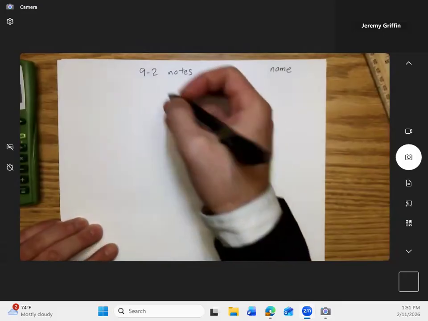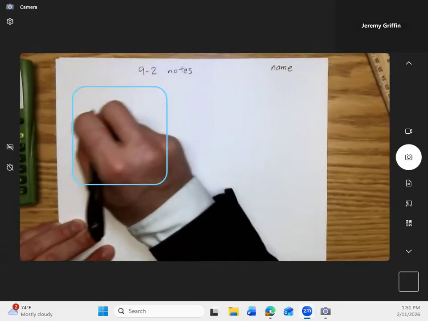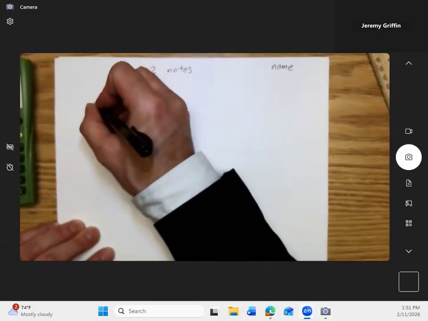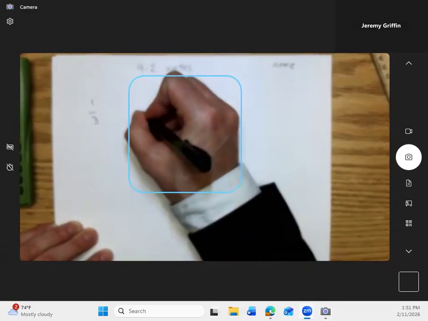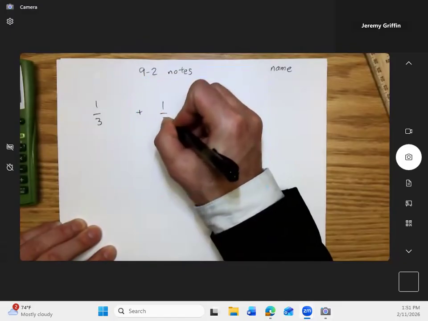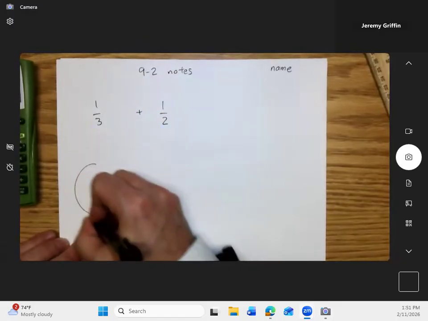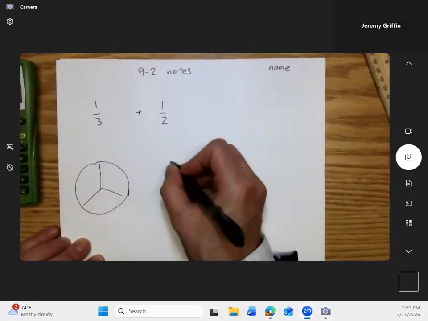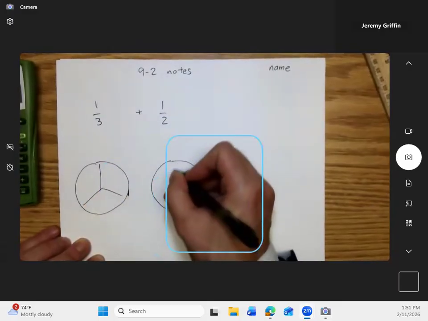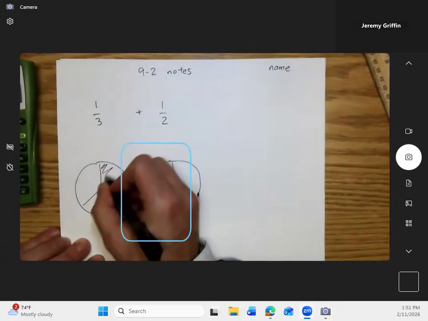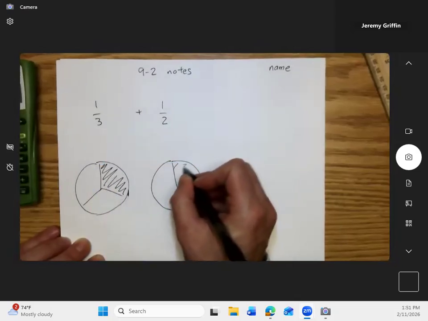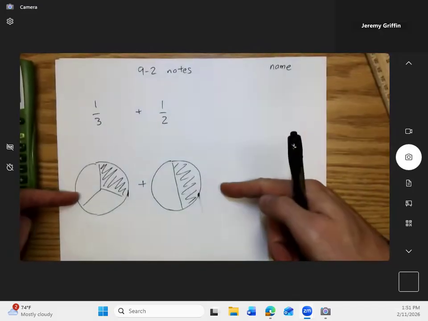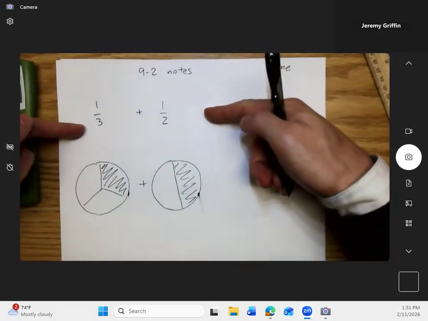So this has to do with adding fractions together, adding and subtracting. Guys, what if you have 1/3 of something plus 1/2 of something? To give you a visual, suppose you had a pizza and you cut that in 3 slices. You had another pizza and you cut that in half. We're going to take this big 1/3 slice and this big 1/2 slice and add those together. So these pizza slices represent these fractions.